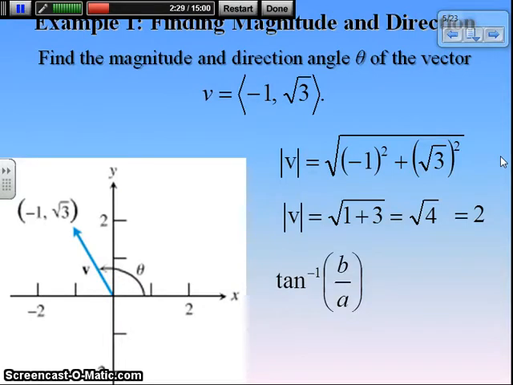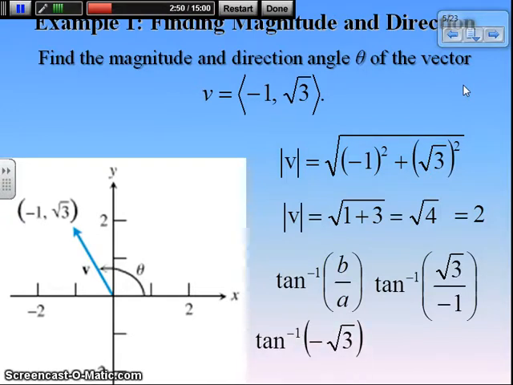To find the angle, we do arctangent. Now the reason we do arctangent is if you can imagine a line coming down here, this makes a right triangle, and the opposite side, which is radical 3, is here. The adjacent side, which is negative 1, is here, and of course tangent is opposite over adjacent. So we plug in our B and our A. It's the arctangent of radical 3 over negative 1, which is negative radical 3. And that gives me 2 pi over 3.